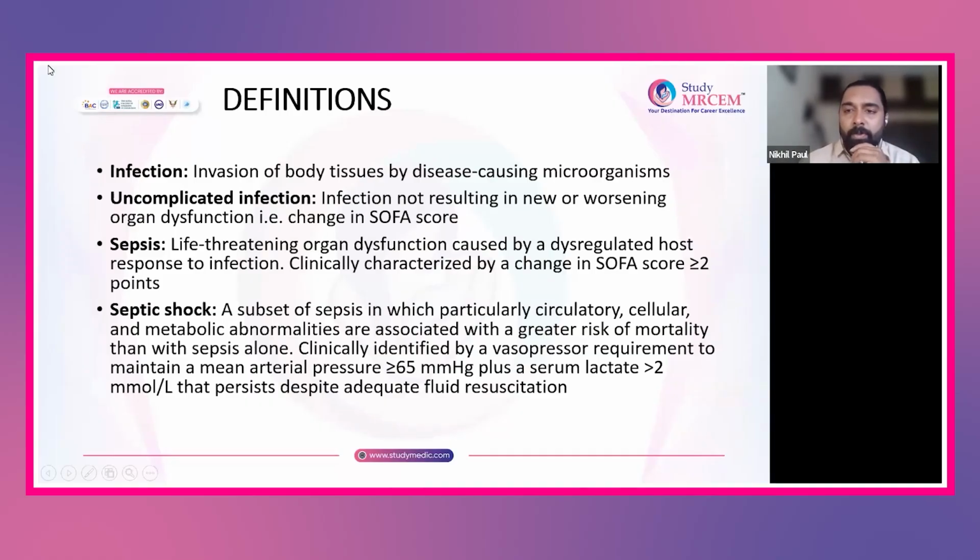The current terminologies which are used, some of them, are these. We have infection. Infection, as you all know, is the invasion of body tissues by disease-causing microorganisms. Now we have uncomplicated infection. Here, infection is there, but it doesn't result in organ dysfunction. That is, infection not resulting in a new or worsening organ dysfunction, where organ dysfunction is denoted by a change in SOFA score, which we will be discussing in the coming slides.